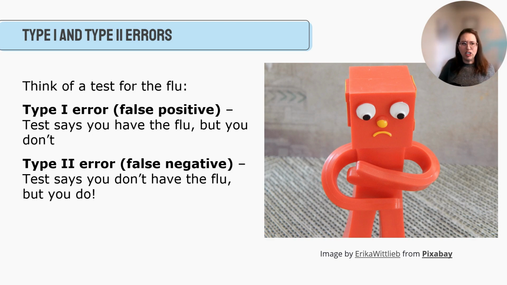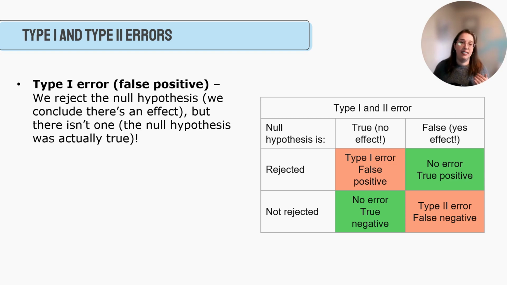So how does that actually look when it comes to our study? Well, similar to the flu test example, a type 1 error is when you reject the null hypothesis. We conclude that we think there's an effect, but there isn't an effect, and the null hypothesis is true. So we're saying, ooh, something's happening, but it's really not. That's a false positive, just like the flu test.